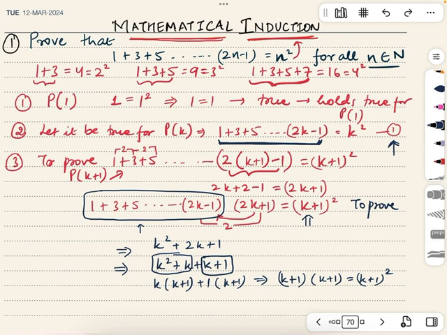So this is how we prove it for the given statement P of k plus 1. Hence, it holds true for P of k plus 1 as well. Hence proved.